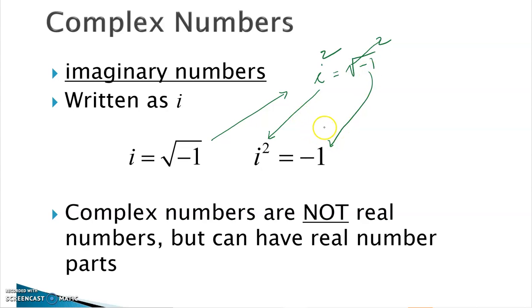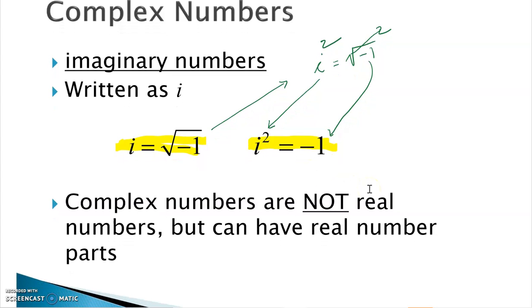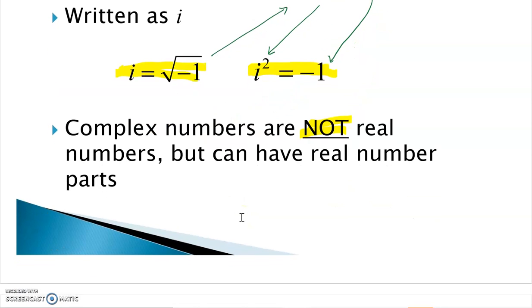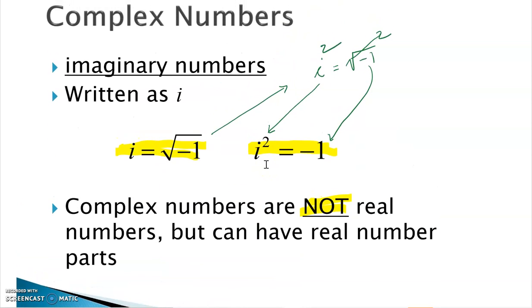Here are the two things that you need to know: first, i is simply the square root of -1, and i squared is -1. Slightly different, you need to know that. Complex numbers are not real numbers, but can have real number parts. Okay, and we'll talk about that in a minute.